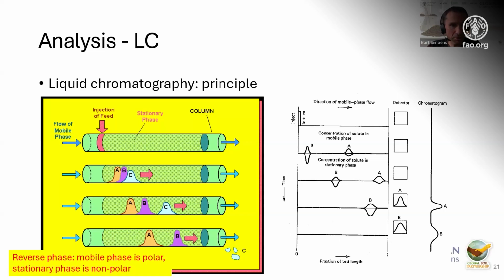And so if we have a stationary phase that is non-polar and a mobile phase that is polar, and we add a mixture in the beginning of the column, then the different compounds in that mixture will have a different polarity. Those that are the most polar will stay most of their time in the polar mobile phase, while others, in this example, compound A, is certainly less polar than compound C. So if it's less polar, compound A will have more affinity for the non-polar stationary phase.